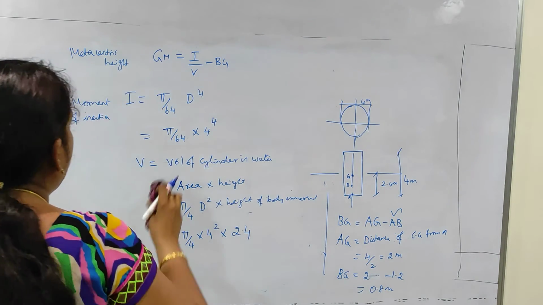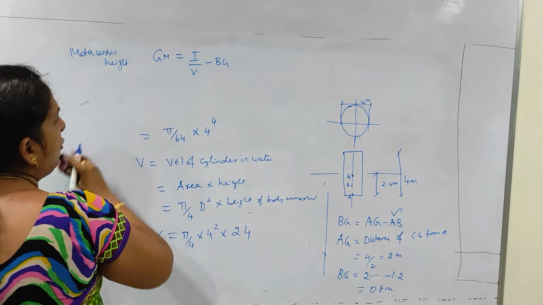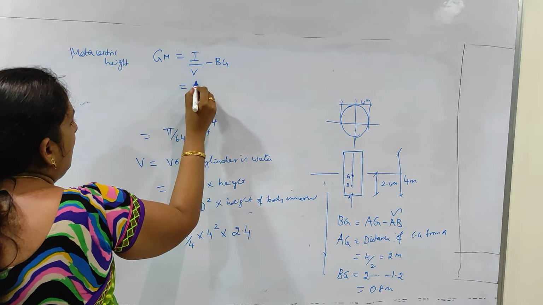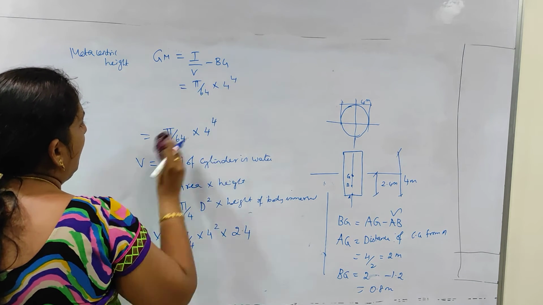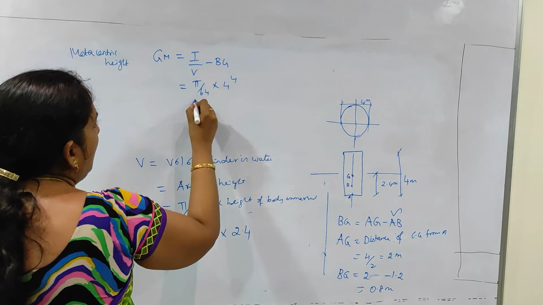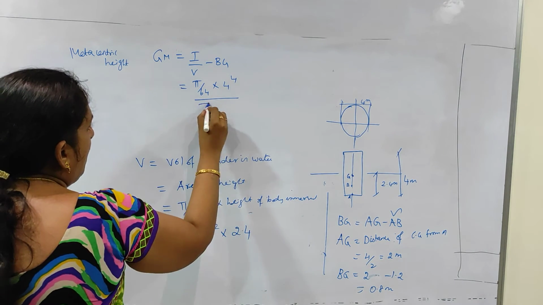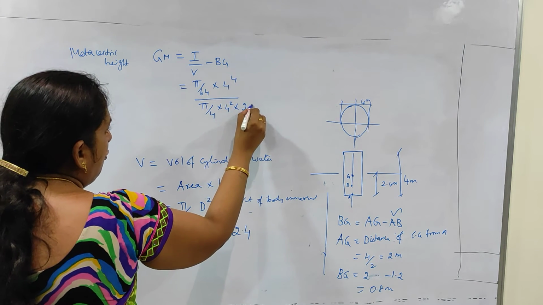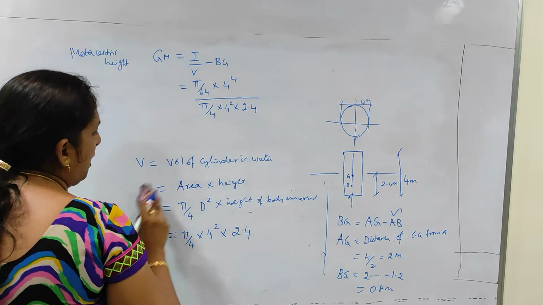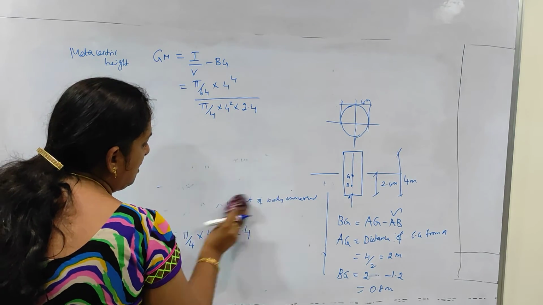Okay. So I have got here pi by 64 into 4 to the power of 4. So I have substituted for V. V is how much? Pi by 4 into 4 square into 2.4. So I know the V also, and I have substituted this V in this problem.